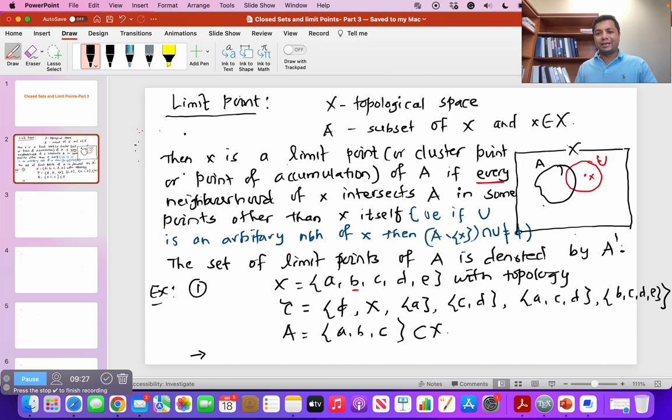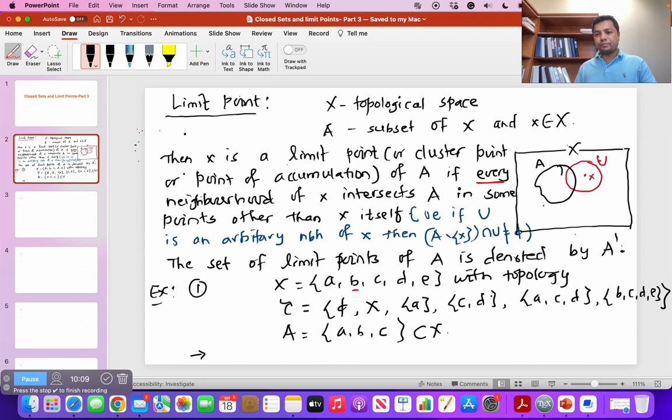By the definition, B is called a limit point of A if every neighborhood of B, where neighborhood of B means an open set containing B, and open sets in our example are the elements of the topology, these are the open sets. So every open set containing B should intersect A at either A or at C. Okay, now let's see.